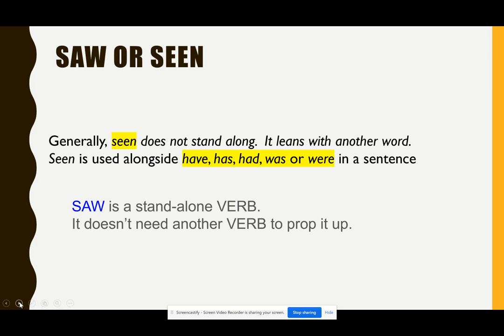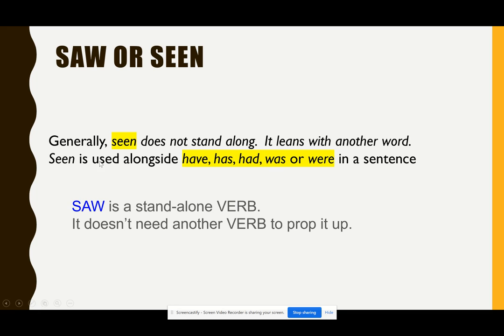Saw or seen. This is something that I see quite often, especially in our region of the country that we live in. A lot of people will say, I seen that at the store, when really they should say, I saw that. Generally, seen does not stand alone. It leans on another word. And saw is a standalone verb. It doesn't need another verb to prop it up.